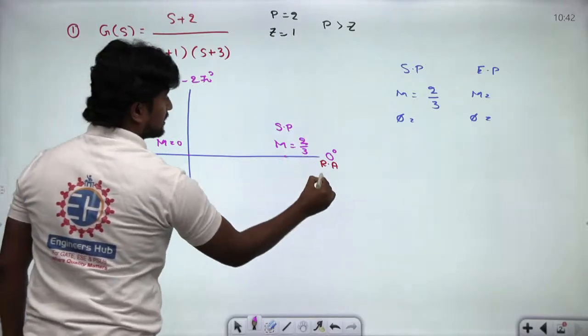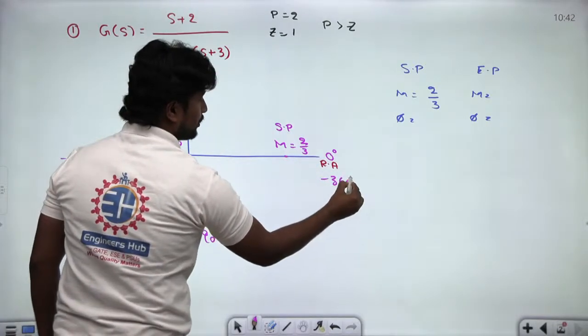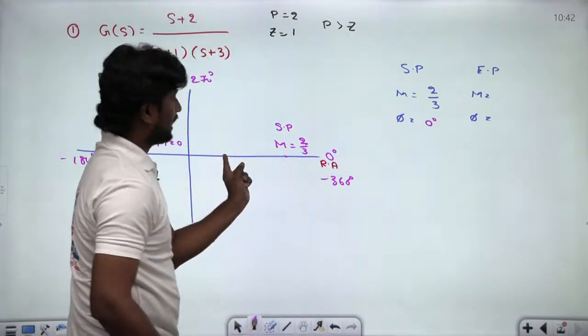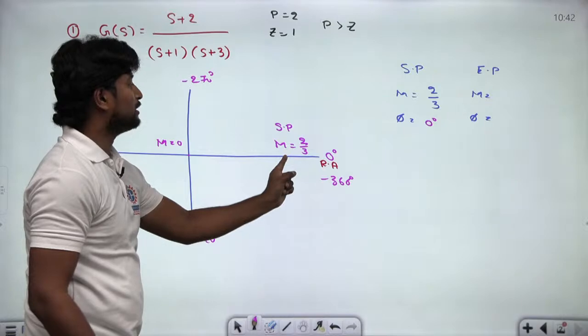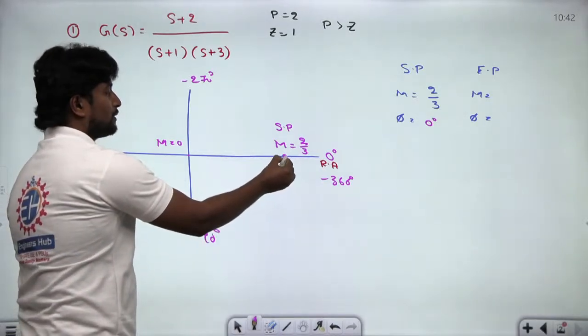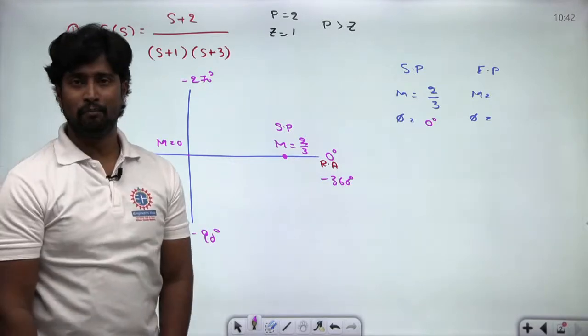It's a -360. I hope you know it. Are you clear? Now check once. So the starting point phase is 0 degrees, and the magnitude equals how much? 2/3. That means this is the starting point of the plot.